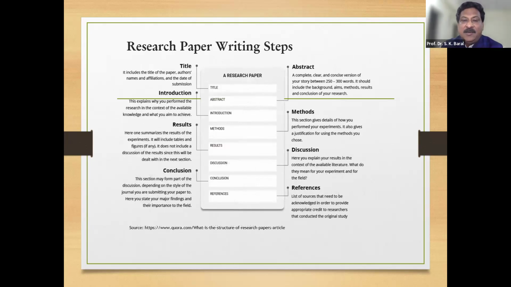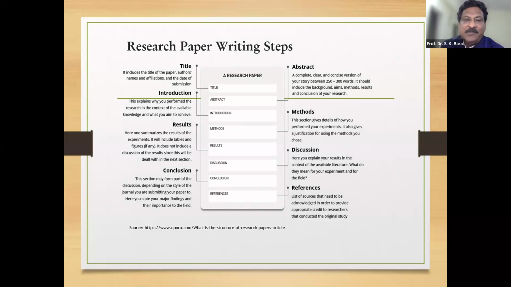And this is the format of writing a paper. You have to write the title, and you have to go for one abstract. You remember that the abstract must include the background, aims, methods, results, and conclusion of your research. The abstract is always written after completion of your writing. That is why the abstract carries the background, the aim, the methods, results, and conclusion of your research.